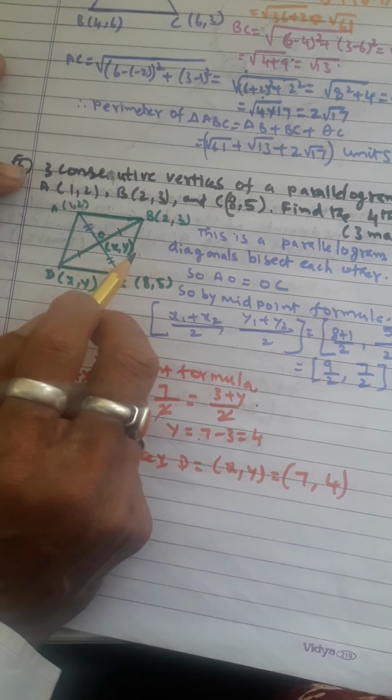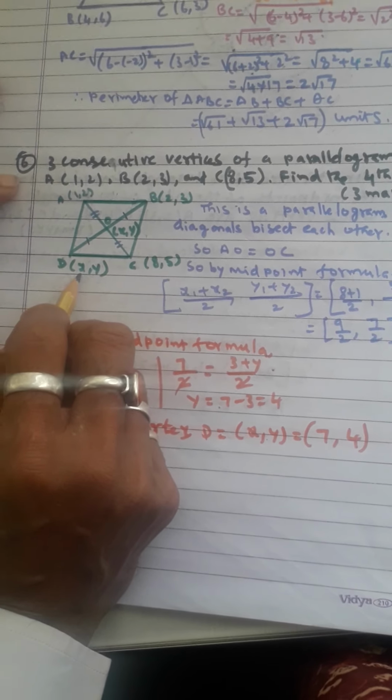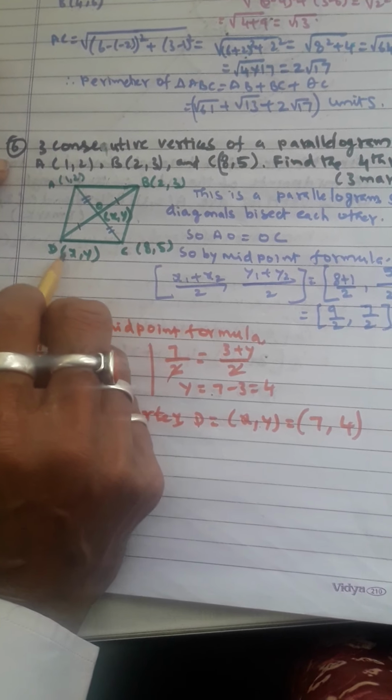Once it is parallel and equal, opposite sides means. Now the fourth vertex is not given. The D value is not given, so let us consider it as x comma y. They are asking us to find this value.